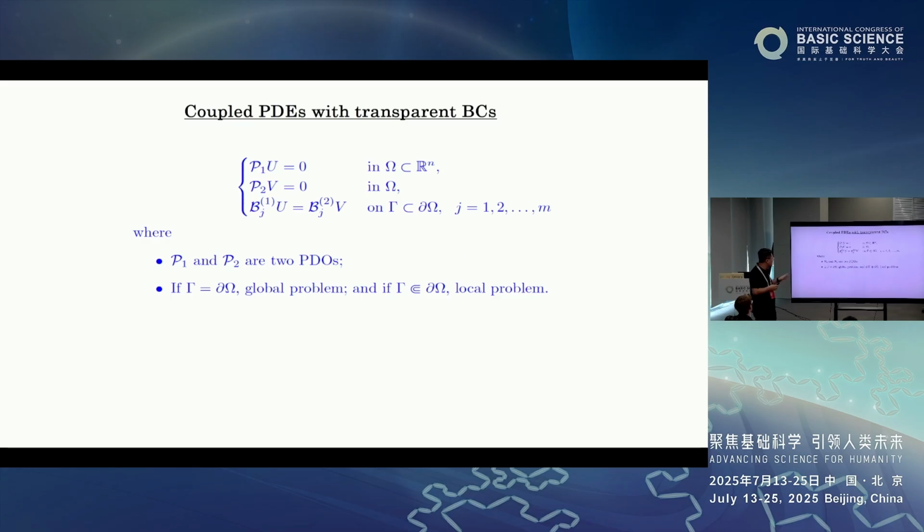So if gamma is the whole boundary, we call this a global problem. If gamma is just part of the boundary, this is called a local problem. All right. So here I give several remarks.